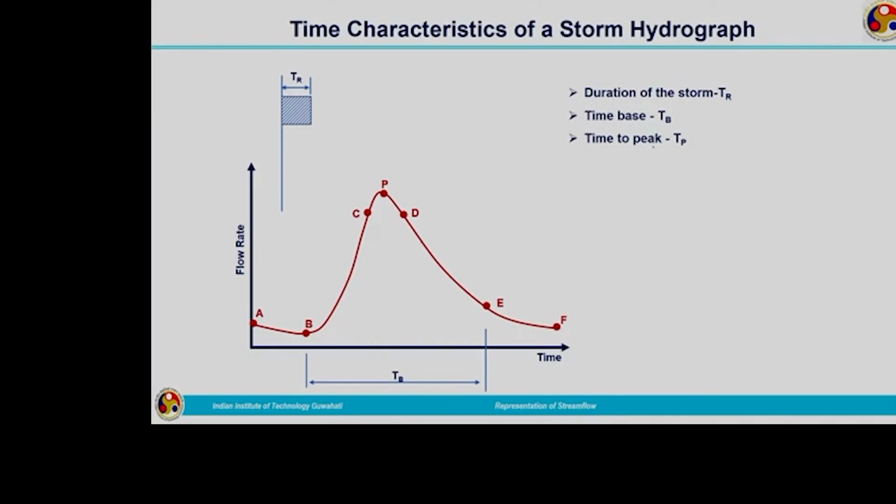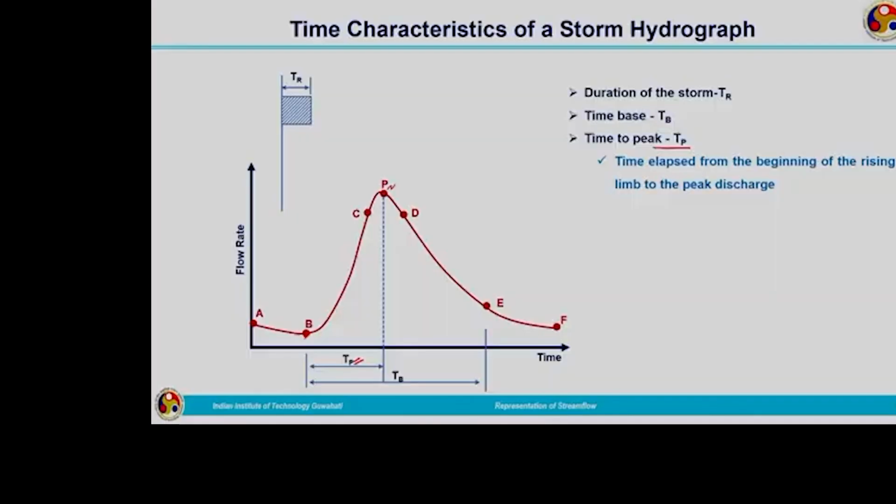Next is the time to peak. Time to peak is the time elapsed between the beginning of the runoff and the peak runoff. This point B represents the beginning of the runoff, and the time from the beginning of the runoff to the peak runoff is the time to peak. TP is the time elapsed from the beginning of the rising limb to the peak discharge. That is what we have marked here.